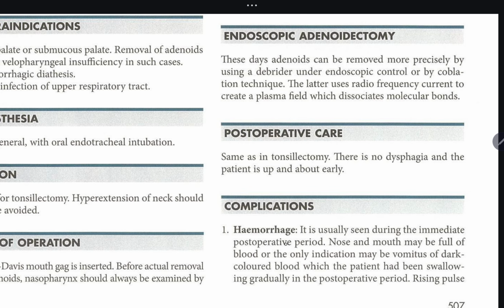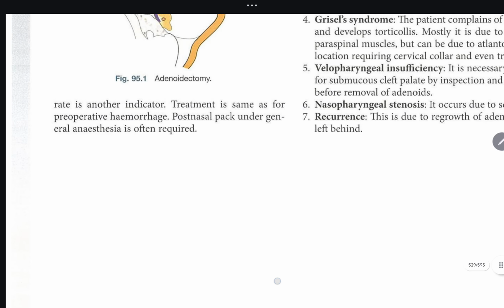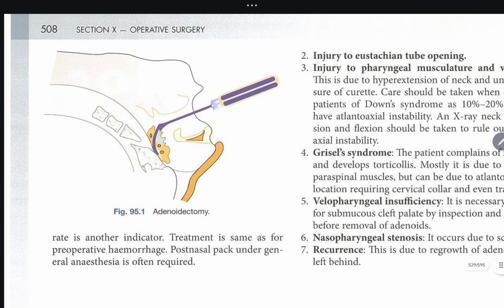Complications: 1. Hemorrhage. It is usually seen during the immediate post-operative period. Nose and mouth may be full of blood, or the only indication may be vomitus of dark colored blood which the patient had been swallowing gradually in the post-operative period. Rising pulse rate is another indicator. Treatment is same as for preoperative hemorrhage. Postnasal pack under general anesthesia is often required.